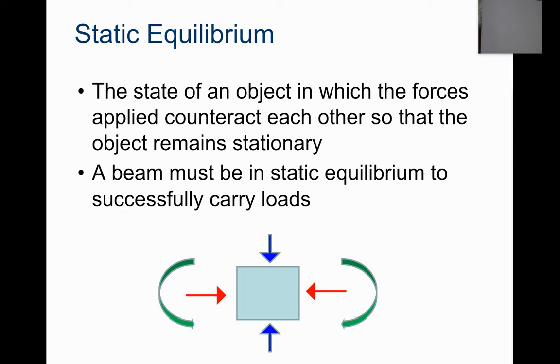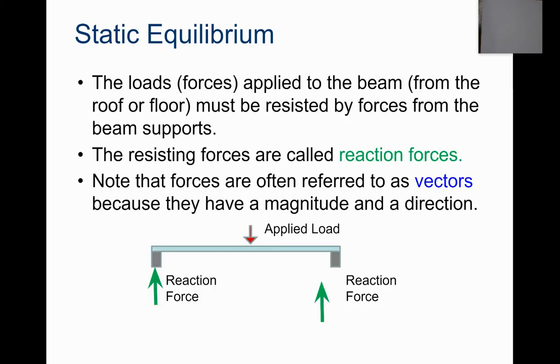Static equilibrium tells us that all the forces acting upon an object are counteracted so that the object remains stationary. So if something is deemed to be static, it means that not only the forces applied to it, so the loads on it, but also the reaction of the supports on it balance themselves out so that they equal zero. So that it doesn't move, right? In order for a beam to appropriately carry the loads, it has to be in static equilibrium. So that's really important, obviously, in structural engineering.